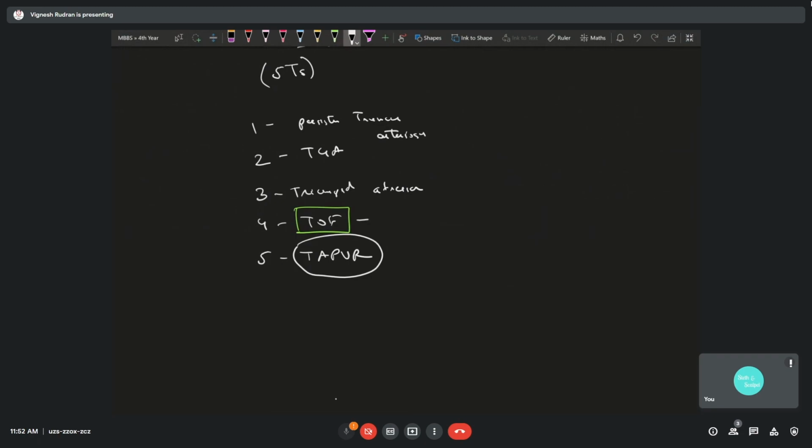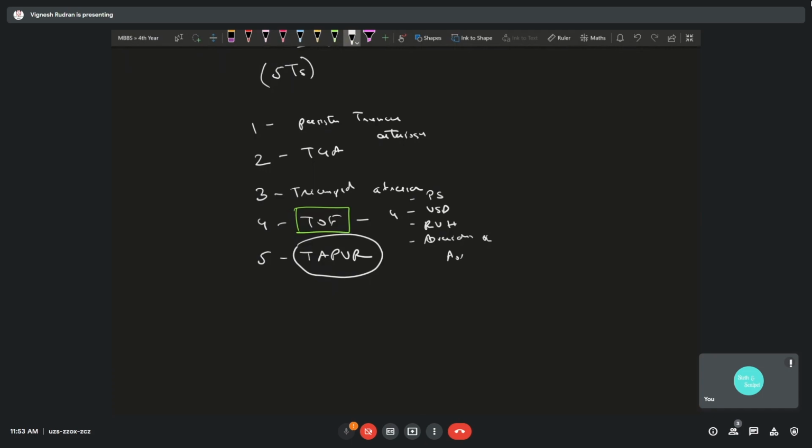For TOF, you have 4 components. The first component is your VSD, then pulmonary stenosis. Due to that, you have the VSD for shunting of blood, and then you have right ventricular hypertrophy, and the last one is overriding of the aorta.